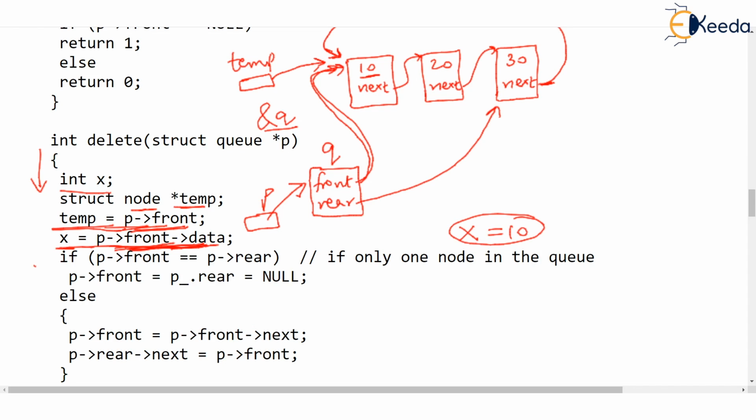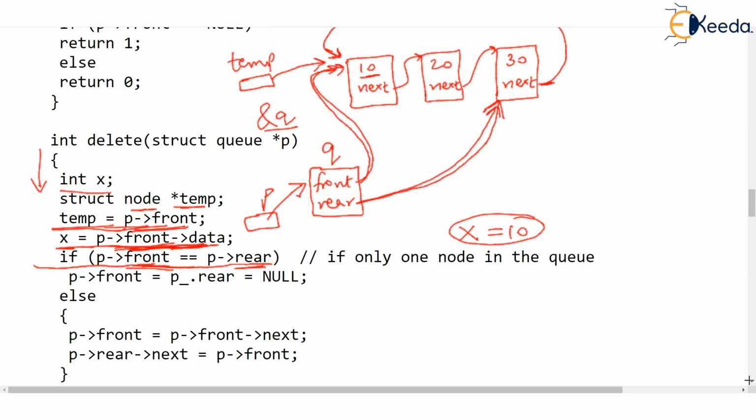Now comes the big point. There is an if statement here which asks, is p arrow front equal to p arrow rear? This is a very simple question we are asking. We are asking, is it that front and rear both are pointing to the same node? No, not at all. At this instance, front is pointing to the node which stores 10, so front has some different address, and rear is pointing to a node which stores 30, so rear has a different address. So the addresses stored by front and rear are not the same.